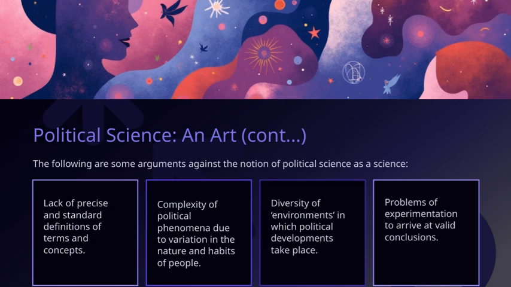Some argue that political science is more of an art that requires intuition, interpretation, and understanding of human behavior, rather than a strict science based solely on empirical experiments. This slide highlights these difficulties, reminding us that while political science strives for scientific rigor, it also has unique complexities that set it apart from the natural sciences.